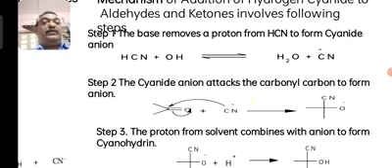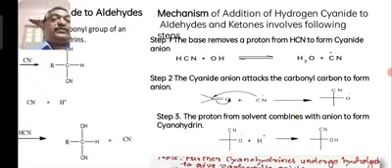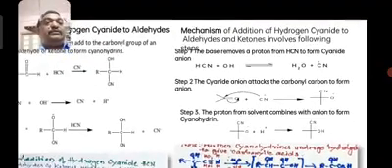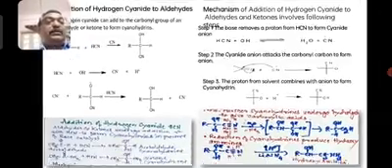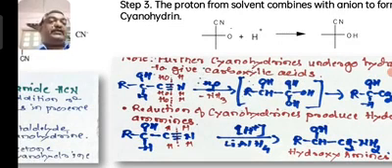In the third step, what happened? It is the protonation. The proton present in the solvent will attack the anion and form the C-CN, C-OH and two valencies, cyanohydrins. So here we have an example: R-CH(OH) with CN group, cyanohydrins.